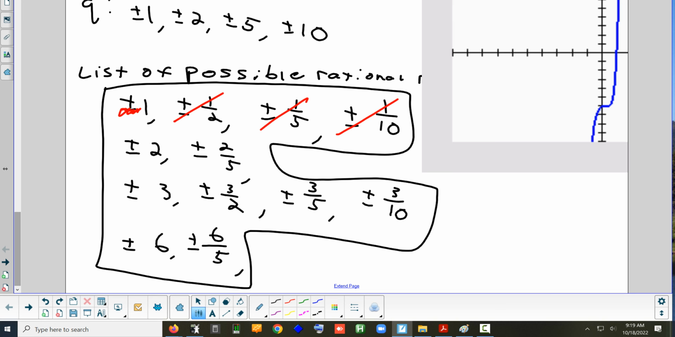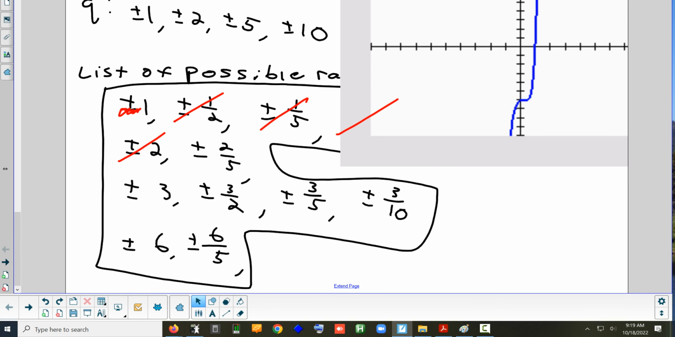Positive and -2? I mean, does it look like it's close to -2 where it crosses? No. 2/5 is 0.4. Does it look close to 0.4? What do you think, Declan? No, I'd say 0.4 is less than half. It's like over there. So no, that one doesn't look close at all. How about positive or negative 3? No. Positive or negative 1.5?